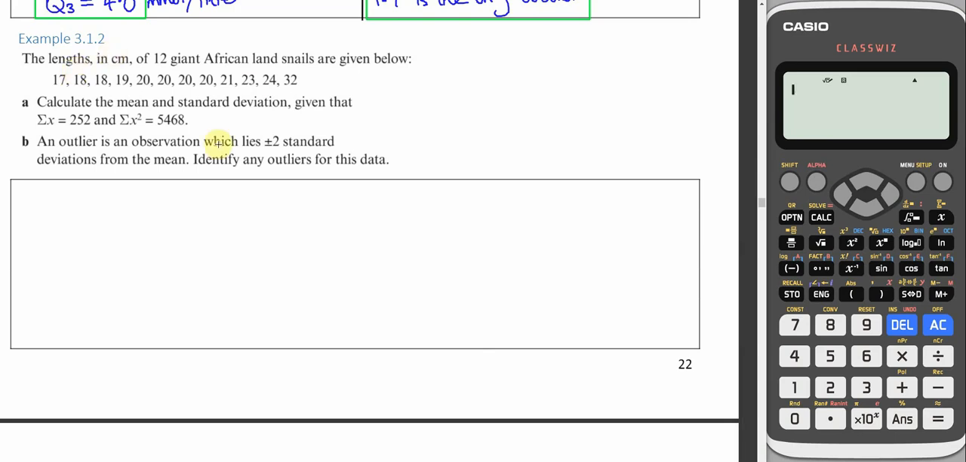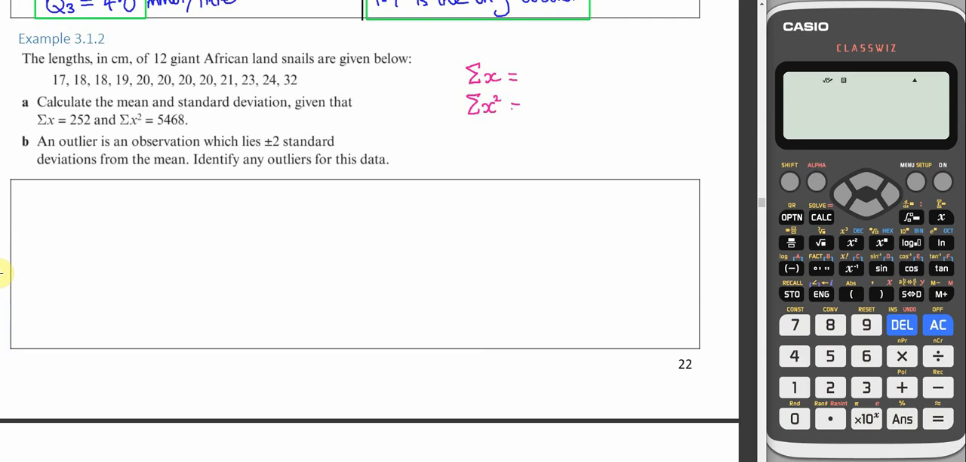Example 3.1.2, we've got 12 numbers here. They do seem to be in ascending order. Yep, they are. Part A, find the mean and the standard deviation. Given that the sum of all the values is 252, that's what sigma x means, and the sum of the squares of all the values is 5468.